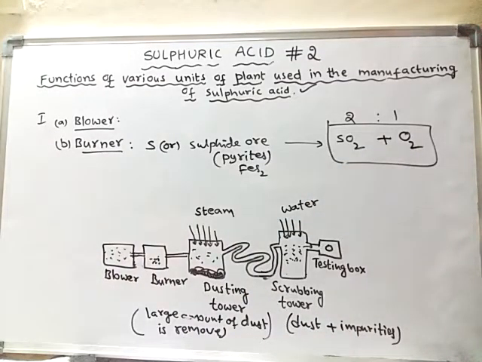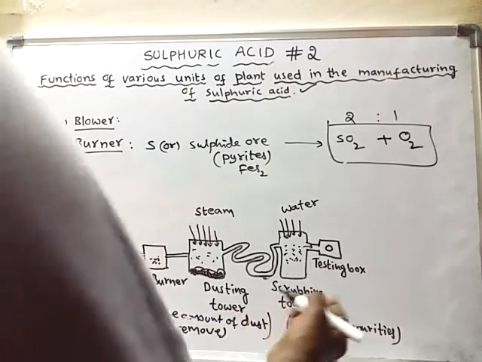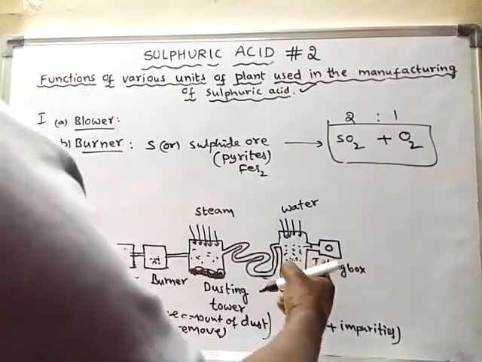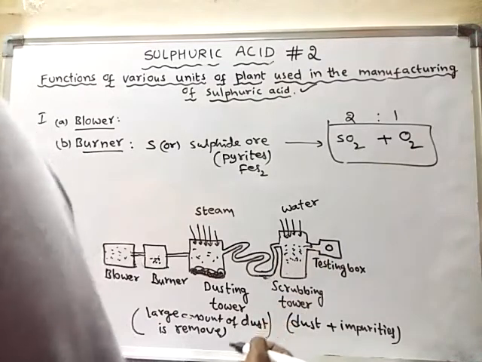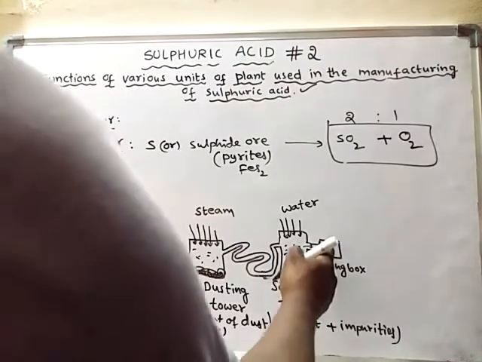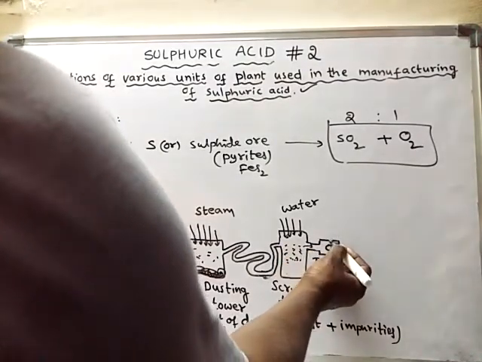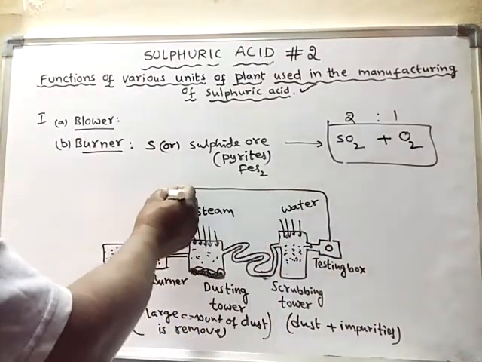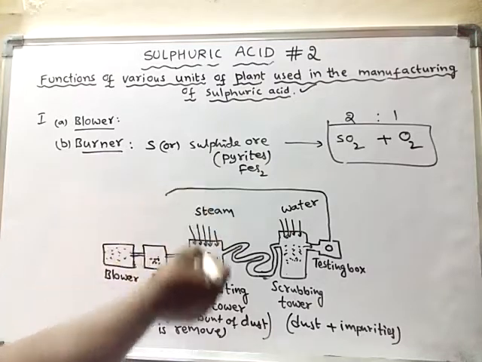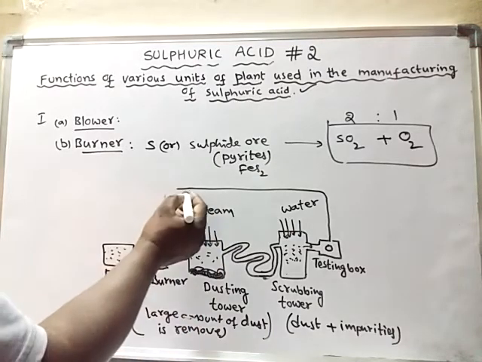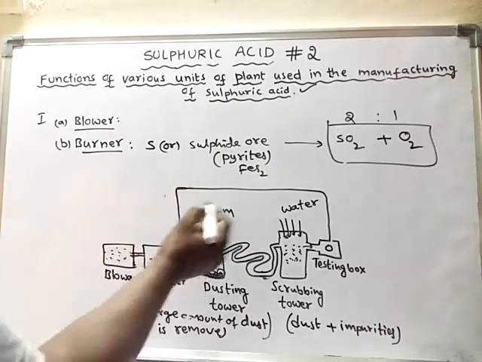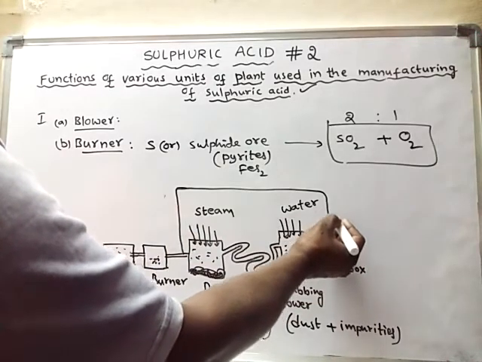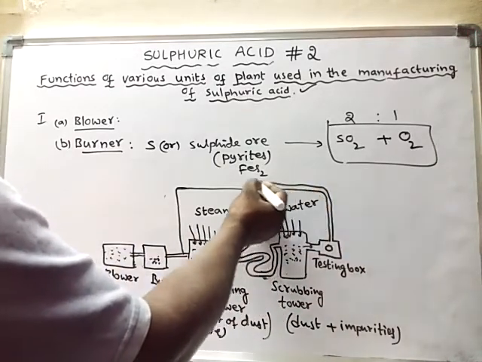With the help of that light beam, if there are impurities, those impurities are detected. If there are impurities, what happens? They are sent back into the dusting tower to remove the impurities.